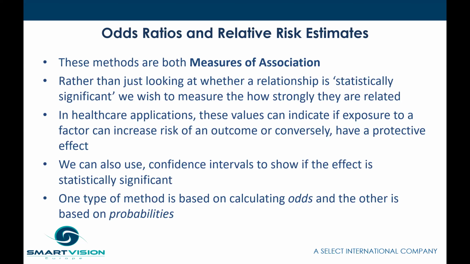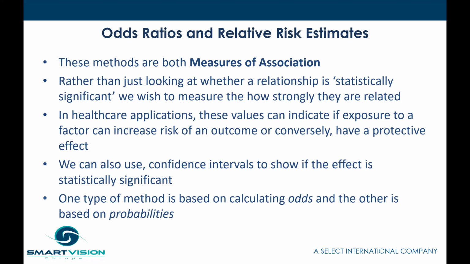But rather than looking at whether a relationship is statistically significant, it's not the key thing that we're focused on, whether or not we reject or accept a null hypothesis. What we're trying to do is measure how strongly two factors are related. In healthcare applications, these values can indicate if exposure to a factor can increase the risk of an outcome, or conversely have a protective effect. We can also use confidence intervals to show if the effect is statistically significant. You don't have to just use a p-value.